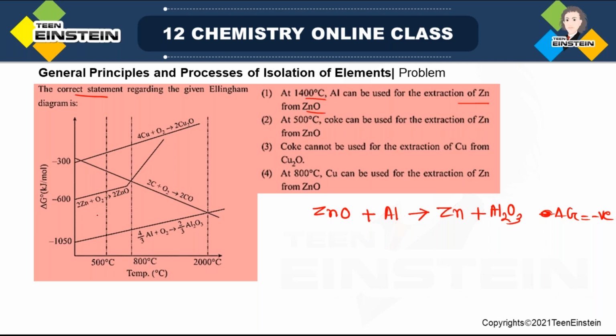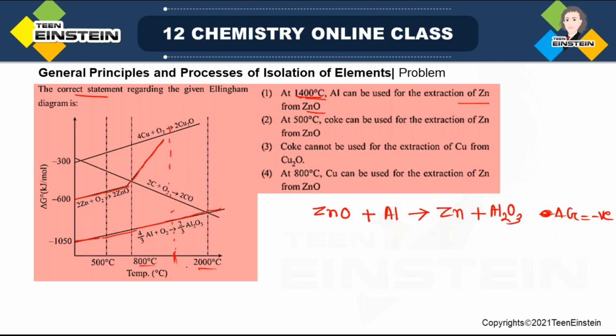Now if we look at the lines, and remember the temperature mentioned is 1400. 1400 will be somewhere between 800 and 2000. Suppose it is here. Now if you draw a line, this is the line for zinc and this is the line for aluminium.